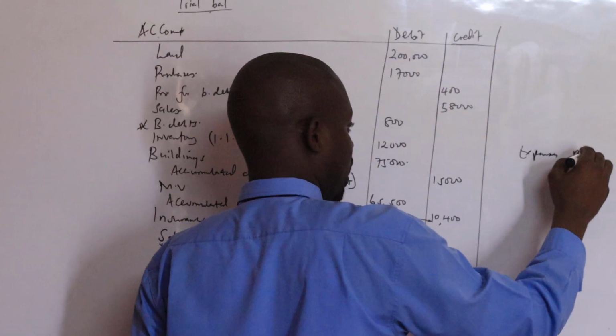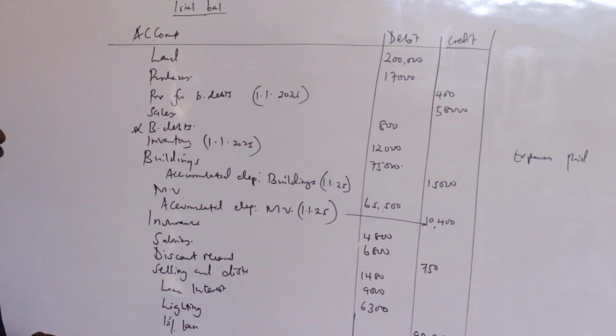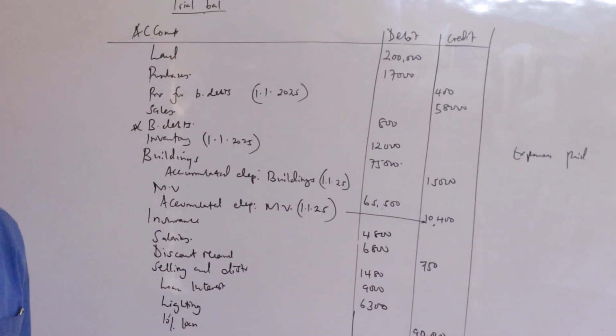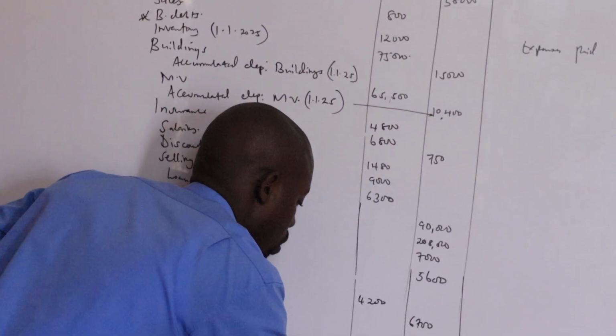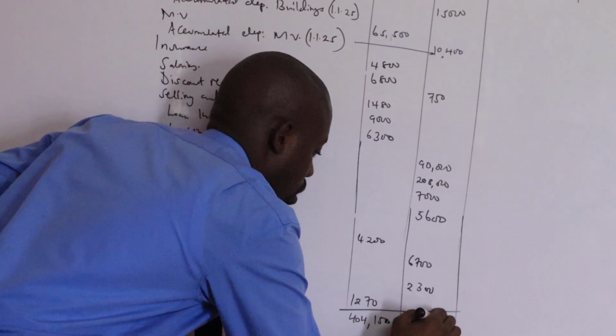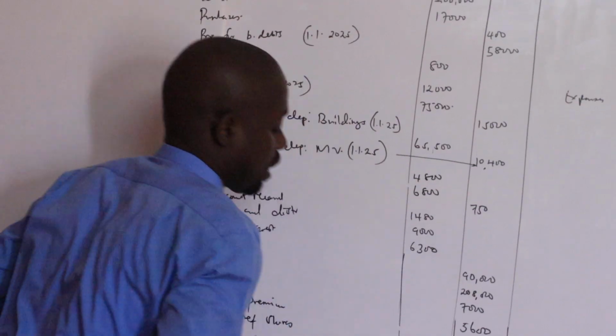Expenses paid later. We are coming to the end of the year and you've done the trial balance. This is what you've gotten. And our totals were 150,404, 150 for each. So the end of the year has come.